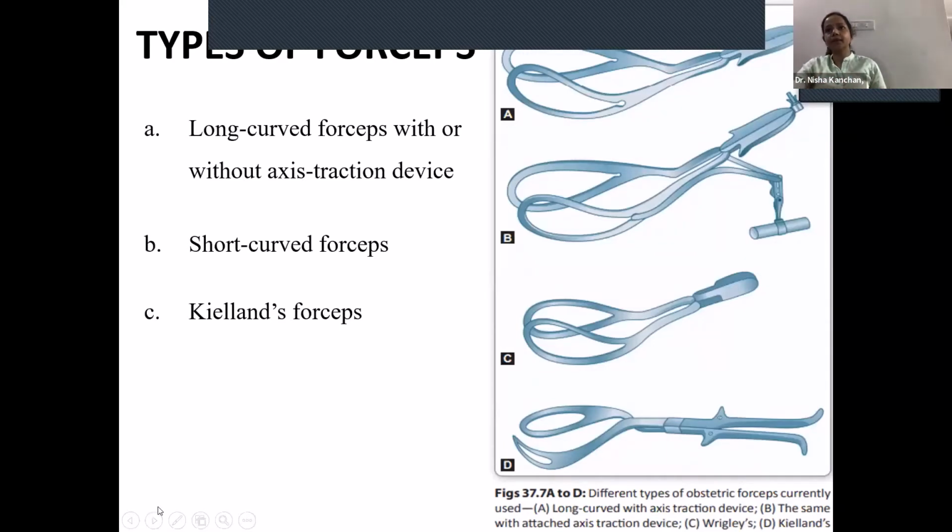and it is hardly practiced nowadays in India, at least, because there is more amount of injury, and the training is also not adequate. So that forceps, rotational forceps, which rotates the head in the pelvis and then delivers the head, is called Kielland's forceps. Yes, next slide, please. Yeah, Kielland's.